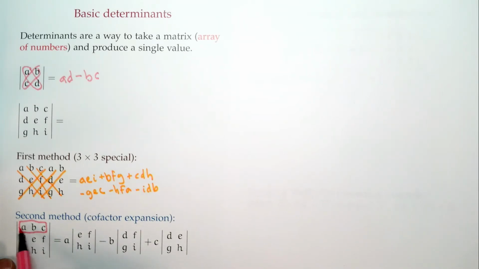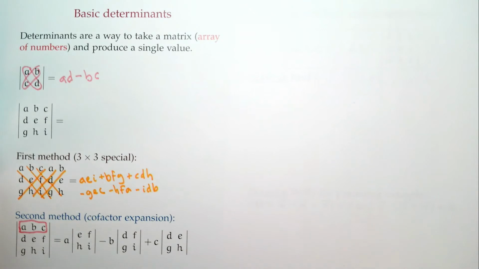Now cross out that column and cross out that row, and you'll see there's a little 2 by 2 left: E, F, H, I. Now go to the second entry, B. Cross that out: D, G, F, I. Go to the third entry, C. Cross it out: D, E, G, H. But there's one other thing you have to be careful of. You alternate plus, minus, plus.